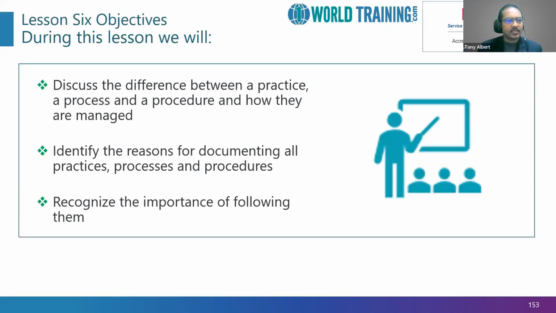In this lesson, we will discuss the difference between a practice, a process, and a procedure, and how they are managed. Identify the reasons for documenting all practices, processes, and procedures. Lastly, to recognize the importance of following them.